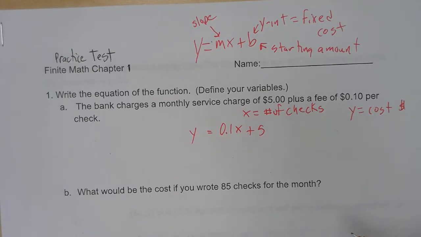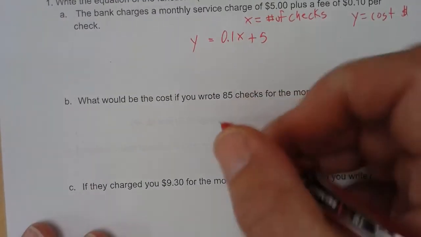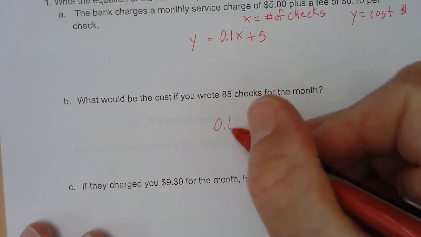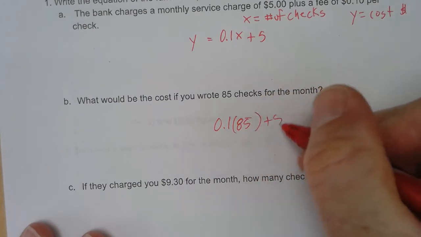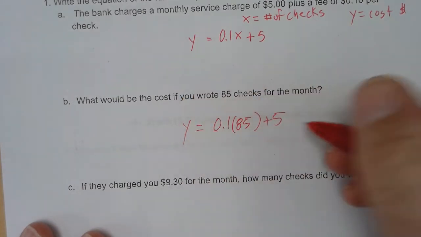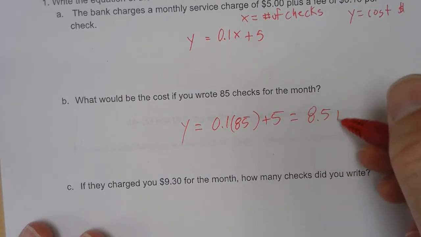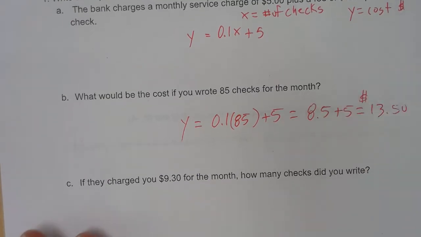Then it says, what would it cost you if you wrote 85 checks in a month? Nobody writes checks anymore, so it's kind of an old school problem, but it still works. So you're going to put in 85 for x. So 0.1 times 85 plus the $5 startup would be the cost. So that would be 8.5 plus 5, $13.50.